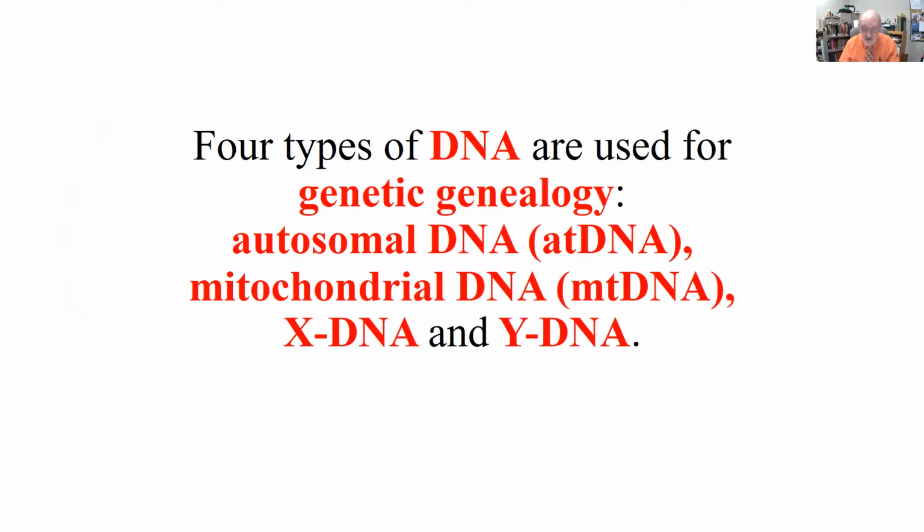4 types of DNA are used in genetic genealogy: autosomal DNA, that's atDNA, mitochondrial DNA, mtDNA, and the xDNA and the y-DNA, which are the female and male sex cells.